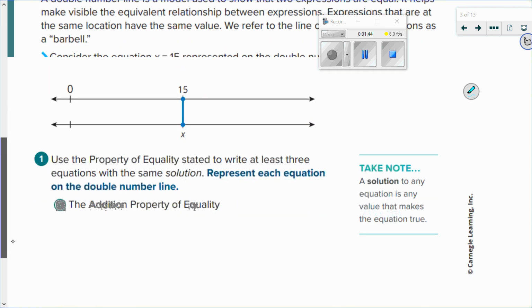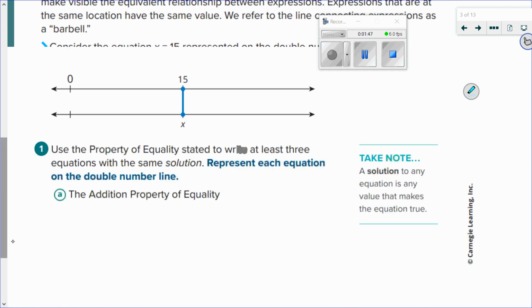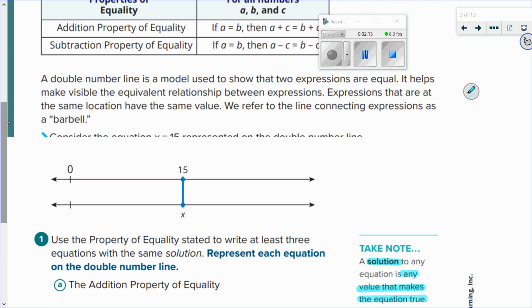I want you guys to go ahead and go down to the bottom here where it says solution. So a solution to any equation is any value that makes the equation true. In other words, when I put in a value for an equation that's missing, and it now makes the equation true, that is what we call the solution. We're going to do a little different than they have the lesson set up today in a couple of ways, but we'll get to that as we're doing it.